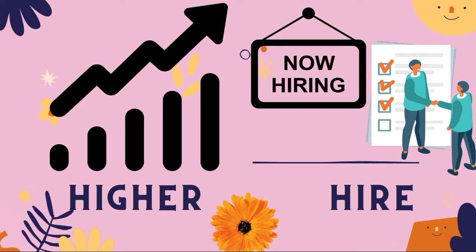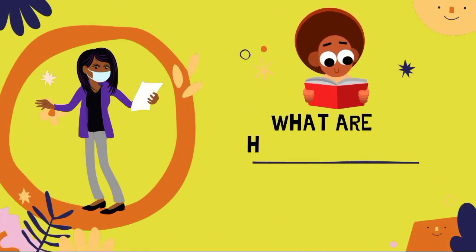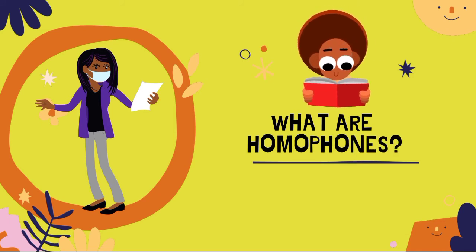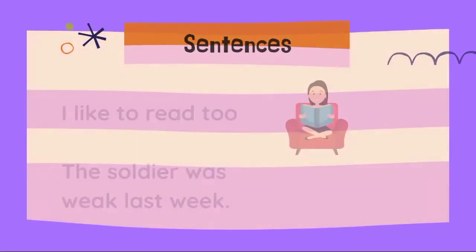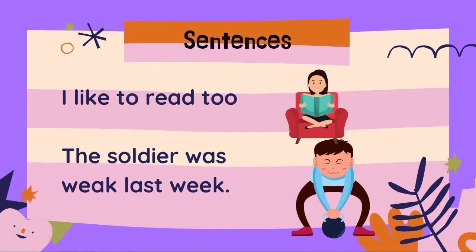Now I'm going to make some sentences. You can have more than one homophone in a sentence. As long as your sentence is grammatically correct, you don't really have a problem. So I have been able to put together some sentences, and I'm going to read them aloud to you. Number one, I like to read too. Tell me the homophone there. We have to, as in T-O, and two, as in T-double-O.